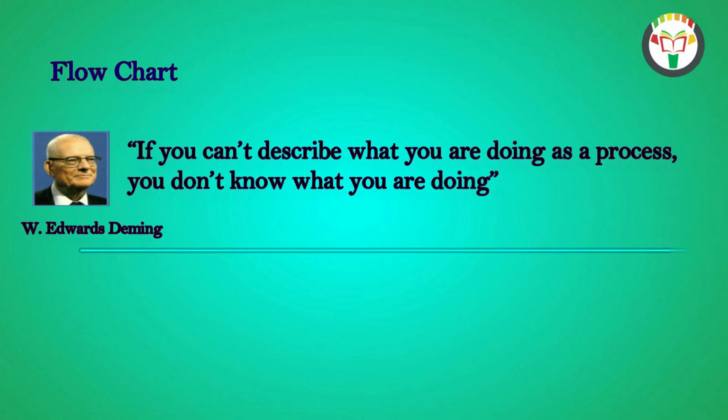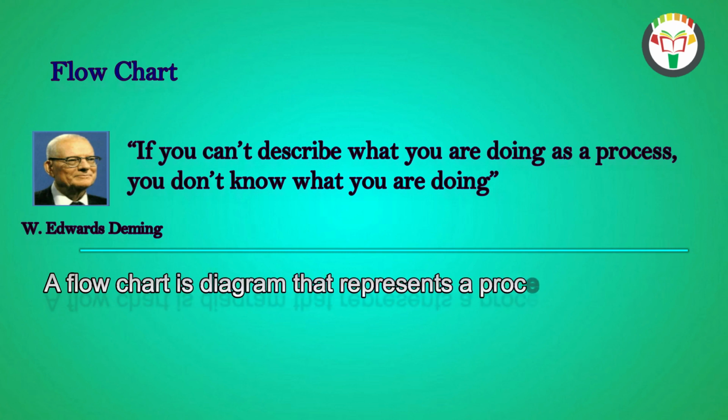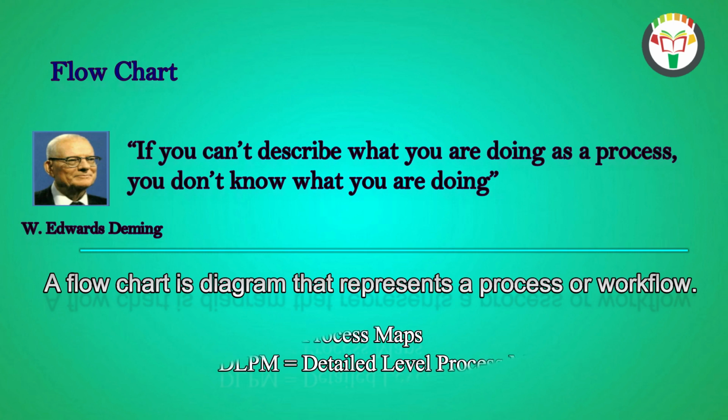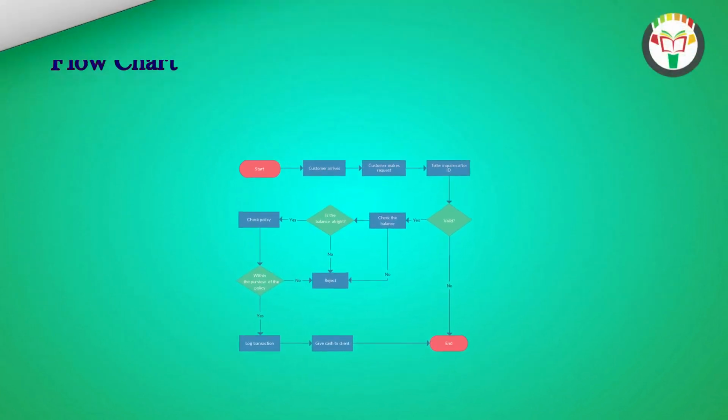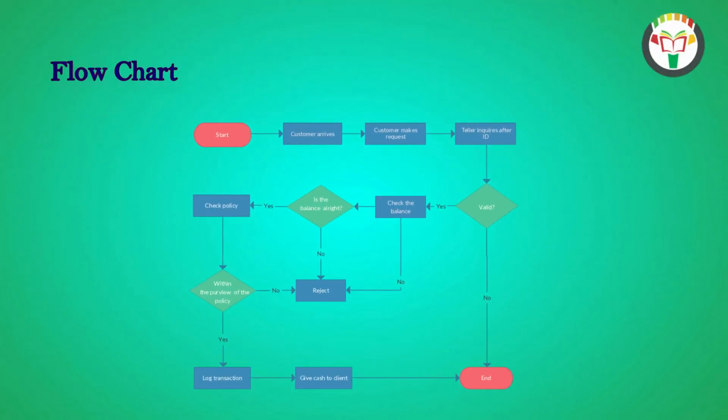A flowchart is a diagram that represents a process or workflow. Some scholars call a flowchart a process map, or a PMAP or a DLPM, which stands for Detailed Level Process Maps. This is a process flow which uses decision boxes to proceed with the next process step. Here in this example, all the green boxes that you see are decision boxes, and based on the decision response, the next step is to be taken.